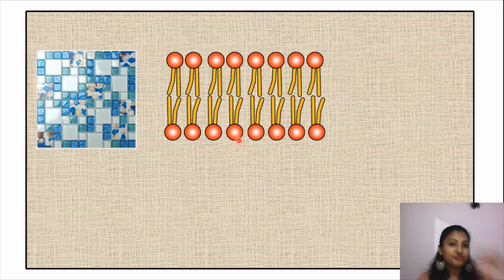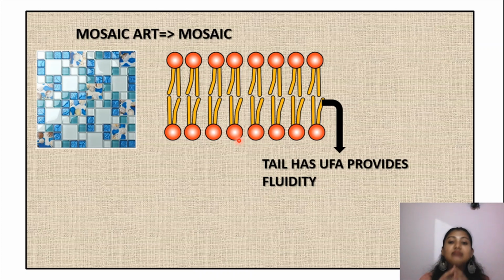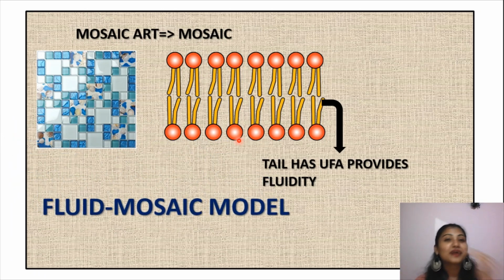So the first name it got was mosaic, and the tail has the unsaturated fatty acid. They provide the fluidity. It allows the lipid to be more flexible. Now it is not completely fluid, it just makes it more flexible. Because of the presence of UFA, that is unsaturated fatty acid, the tail is fluid and the structure looks like a mosaic, and therefore the name was given as the fluid mosaic model.